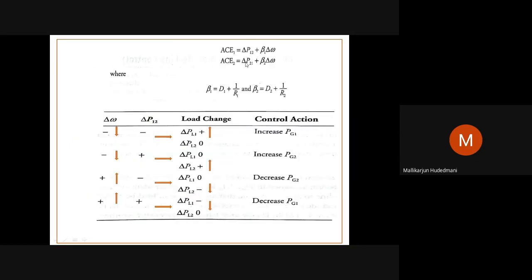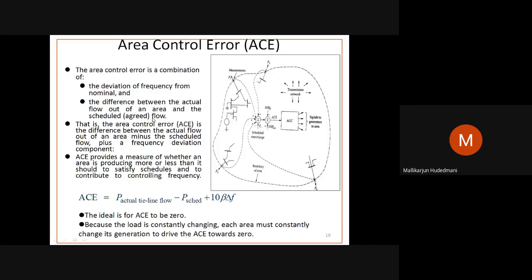Let us see how this can be understood. When I have ACE1 and ACE2 by two equations, ACE1 is the mismatch power from area 1 to the tie line, the tie-line power mismatch delta P1, plus beta 1 delta omega, which was seen from this angle.